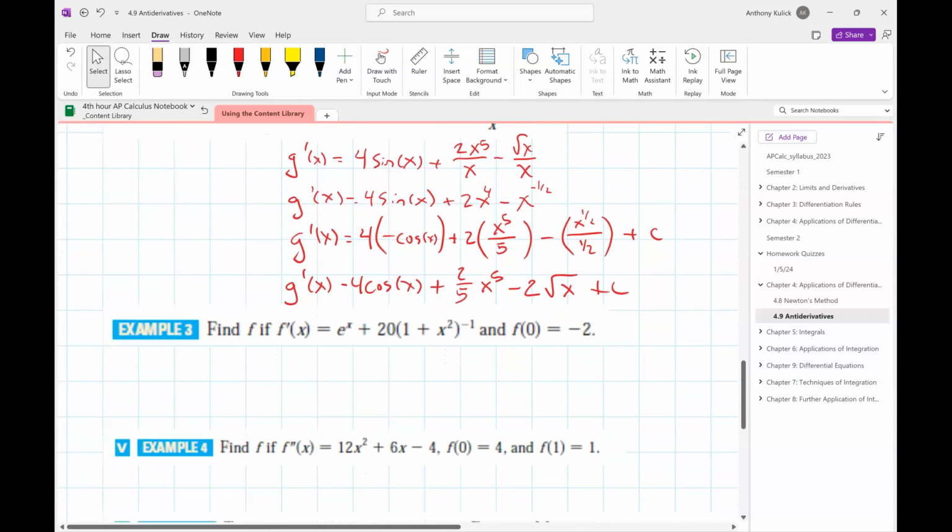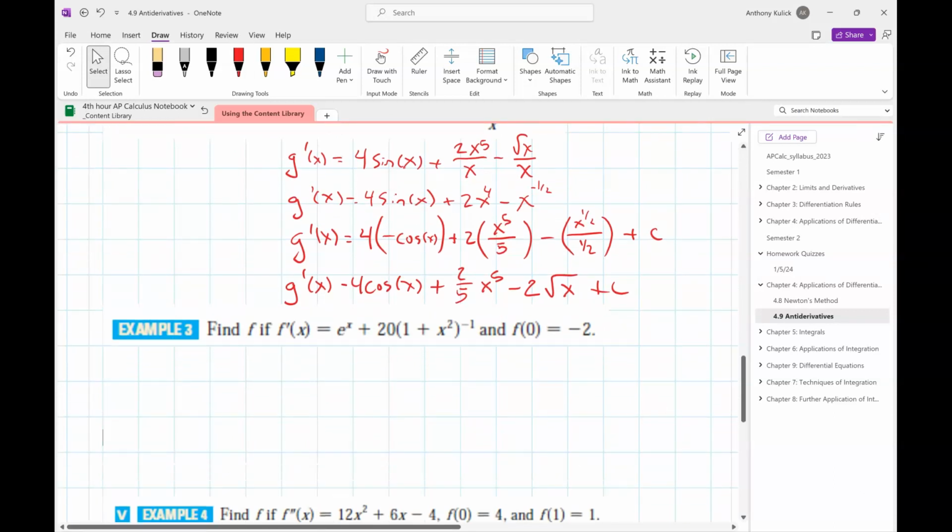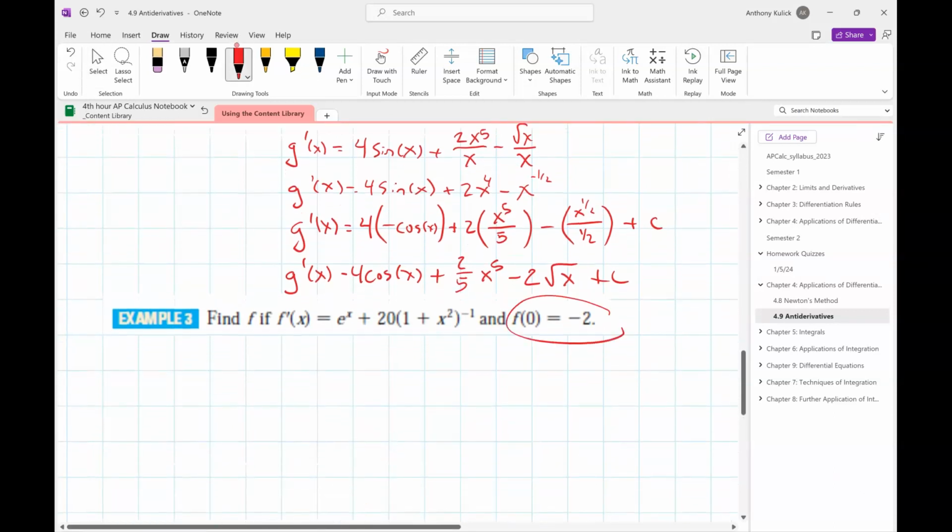Okay. Let's look at another example here. Notice here we're asked to find f, and then we're given a point on f. What is this extra piece of information going to allow us to do?